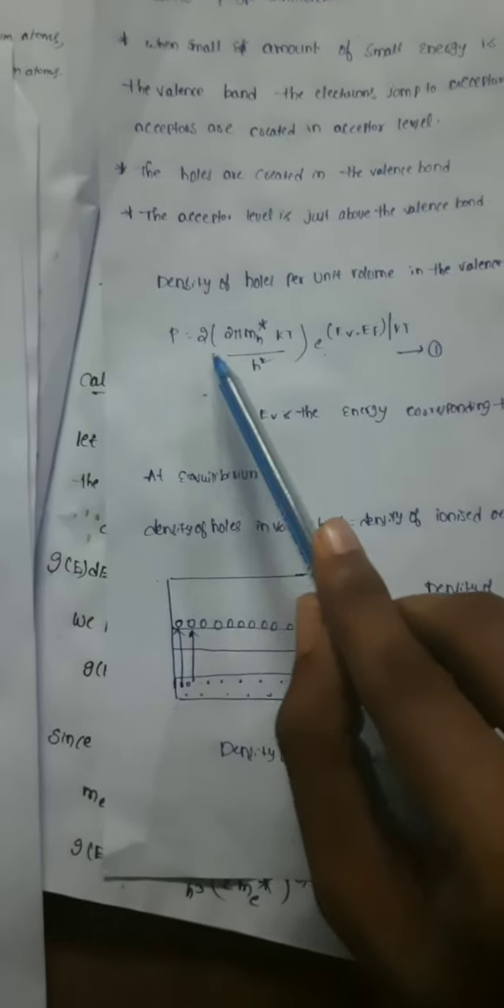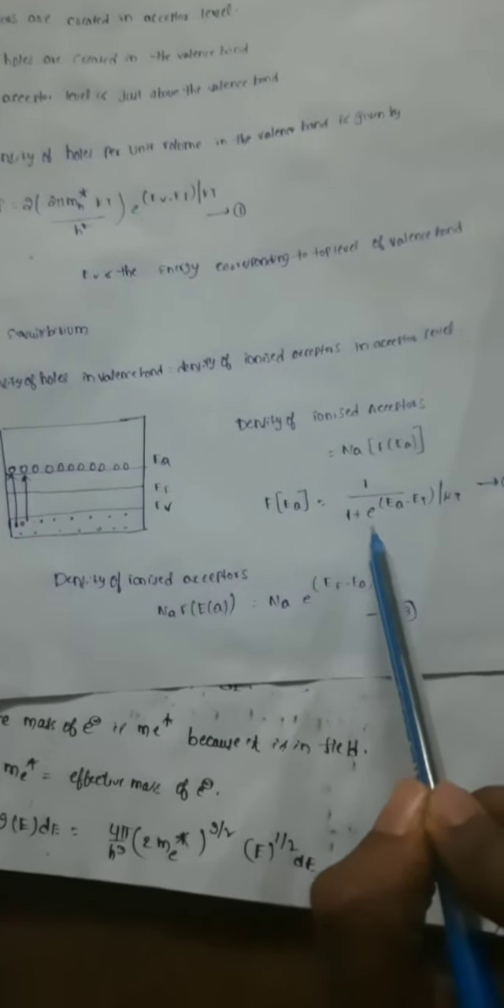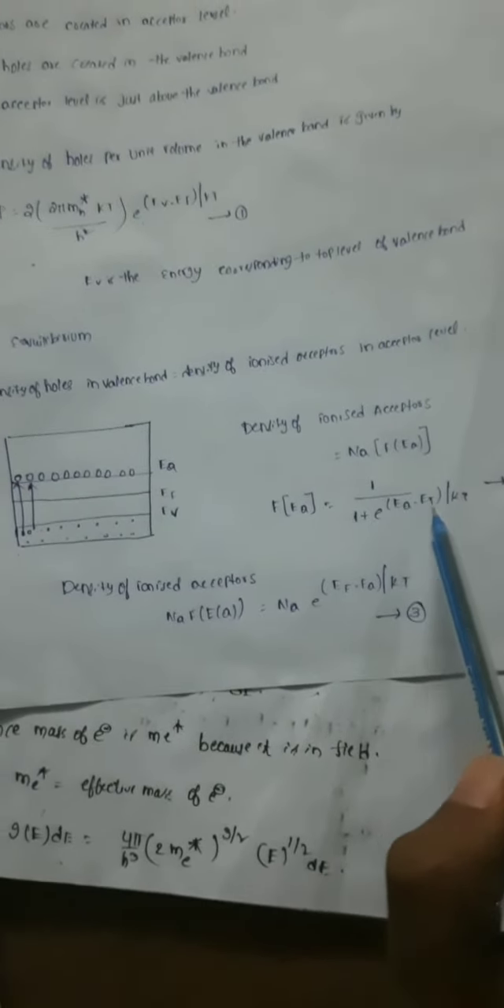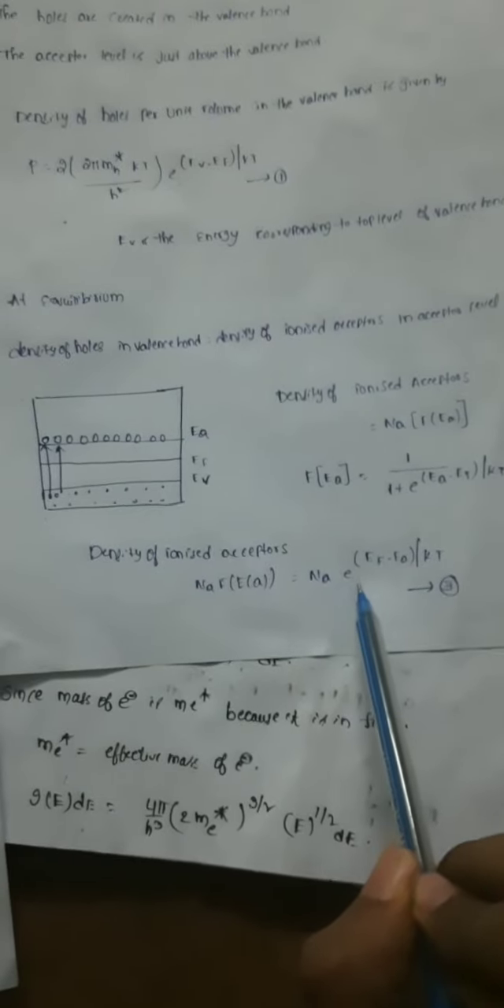So we should equate these two expressions. The density of holes per unit volume in the valence band is given by p equal to 2 into (2 pi m_h star KT by h square) whole power 3 by 2 into e power (EV minus EF) by KT. And the density of ionized acceptors is given by the expression Na into F of EA. F of EA we already know is 1 by (1 plus e power (EA minus EF) by KT). So the density of ionized acceptors is Na into e power (EF minus EA) by KT.